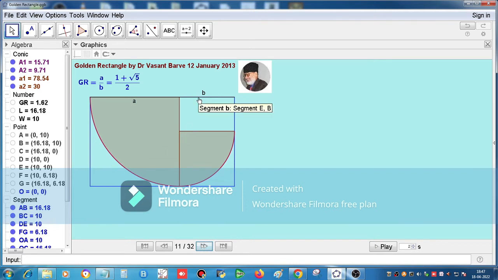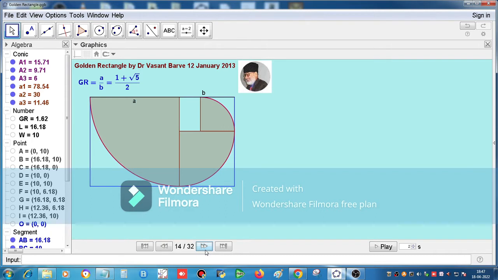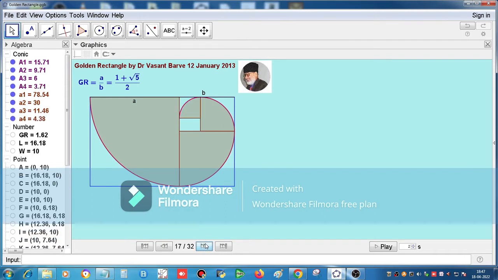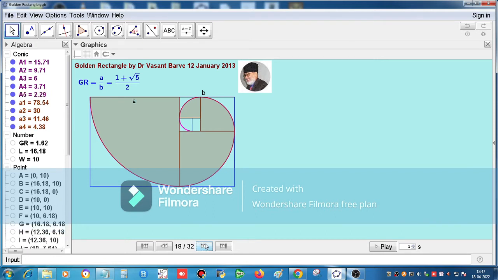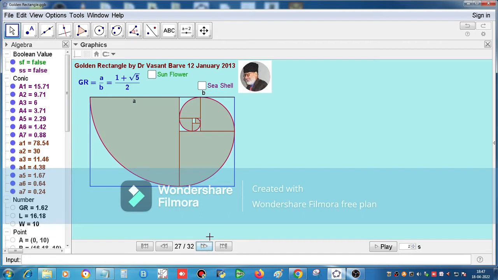Now again I cut here a square, draw a quarter circle, and color it. I continue with this particular thing, right? I'm going to do one more of it and see. Now this beautiful shape, you already start seeing this as a seashell, okay?